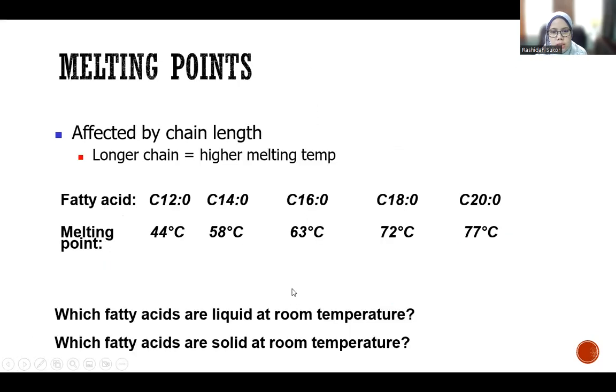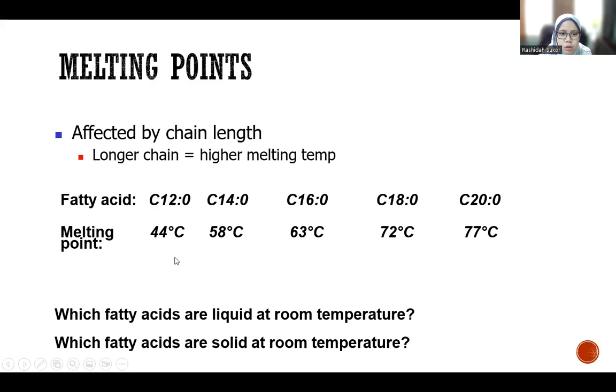Okay, contoh. Okay, tadi we talk about melting points, right? So melting points, there are many factors that contribute to the melting points. One is the chain length. Okay, so the longer the chain length, the higher the melting point. Okay, if you see here, 12, 14, 16, 18, and 20. So you have 44, 58, 63, 72, and 77. So from here, you can dictate which fatty acids are liquid at room temperature and which fatty acids are solid at room temperature.